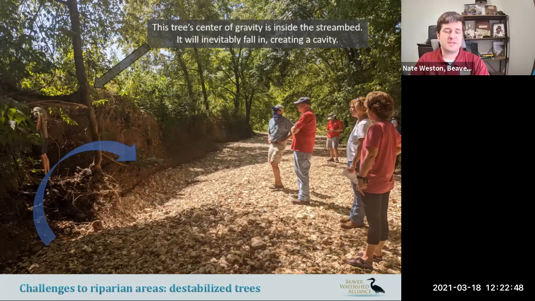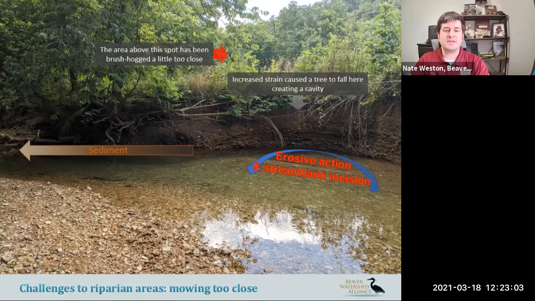Because if you don't, eventually this tree is going to fall in, and it's going to drag its root system down with it. And it's going to cause a much bigger problem than if it were just removed. This is a good example right here of what happens. This is one landowner we're working with, very excited to be working with. They'd previously had brush hogging management above this section, and this is just one spot where it came a little bit close to the stream.